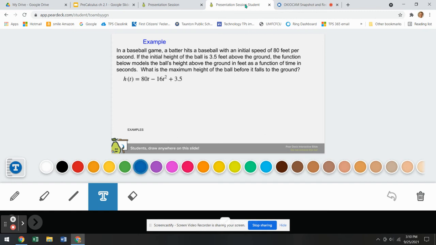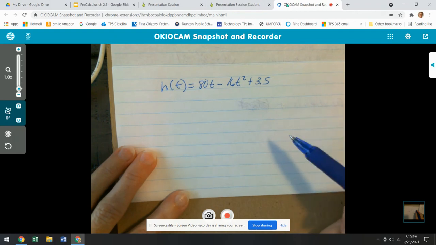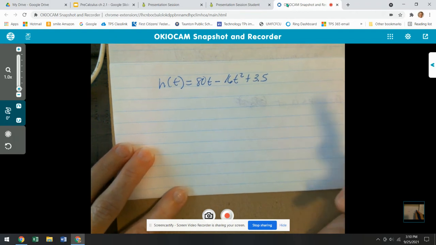And you can see that 80, that corresponds to the initial speed, minus 16t squared. If I remember my physics right, that pertains to the gravity coefficient. They're asking us to find the maximum height.